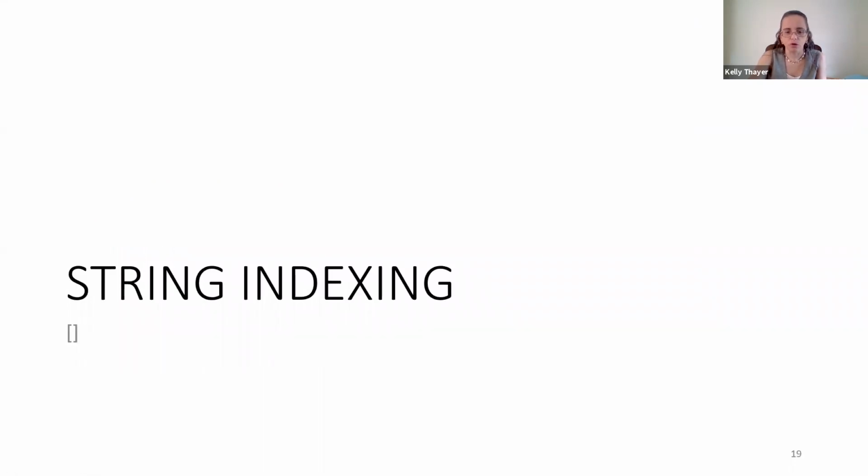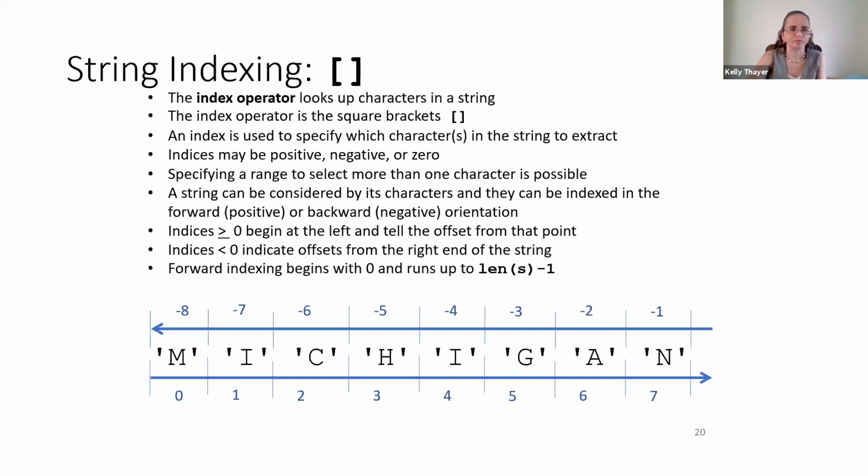This brings us to string indexing. So string indexing is a kind of operator, just like many of these other functions that we've been talking about. The index operator looks up a character or characters in a string. The index operator is the square bracket. So they may look like innocent little brackets, but actually they're not. They are actually doing a task. When you put something in the brackets, it will make a selection. So an index is used to specify which character or characters in the string you would like to extract.